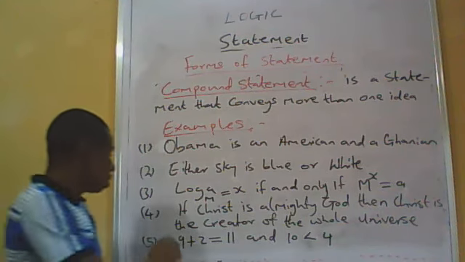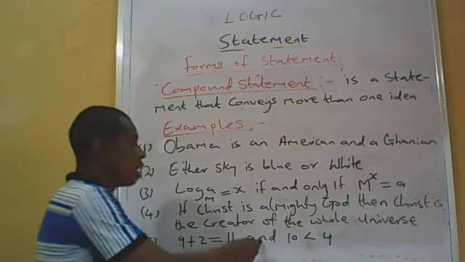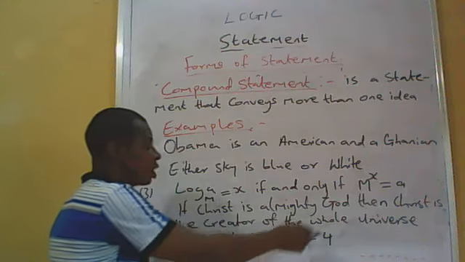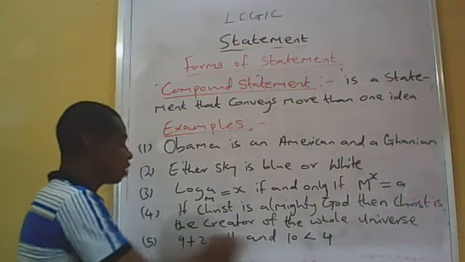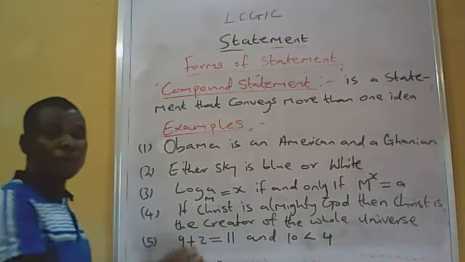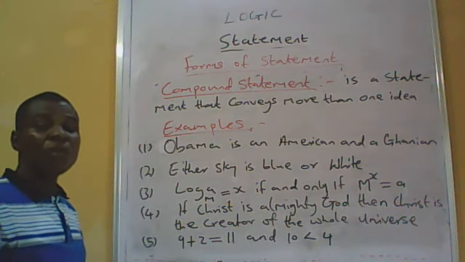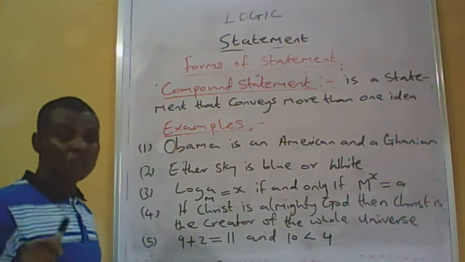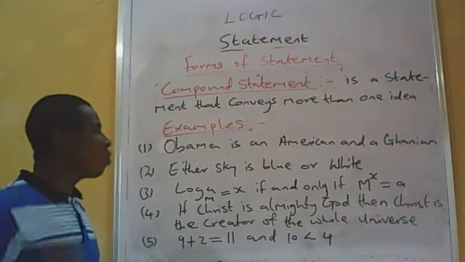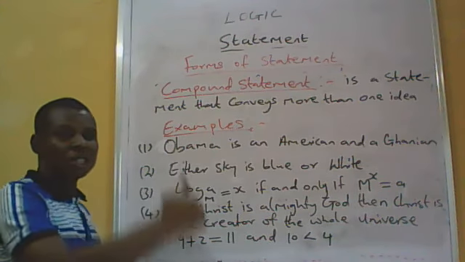Another one is 9 plus 2 is equal to 11, and 10 is less than 4. Each of these statements can be judged as true or false. That means the statement conveys more than one idea, and we can judge each of them as true or false. So these are examples of compound statements.